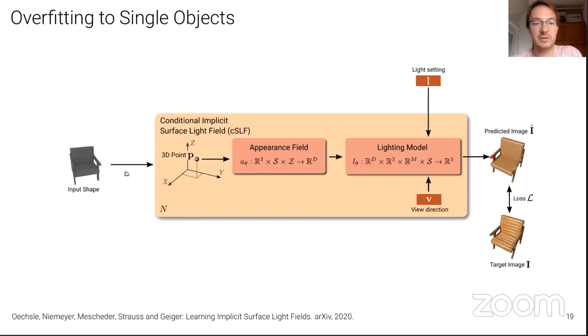The model takes this input shape and queries the input shape using its depth map at every 3D location. We have split the model into two parts. There's an appearance field that first calculates an appearance vector from this information. And then there's a lighting model that takes in addition the light setting and the view direction and can now, from this appearance code, predict for this particular pixel the color under this light condition and view direction.